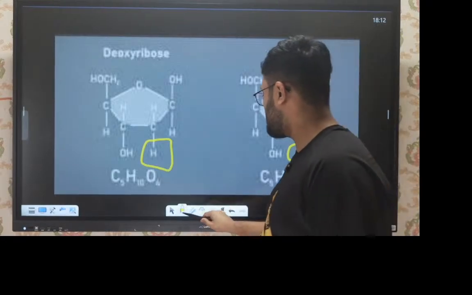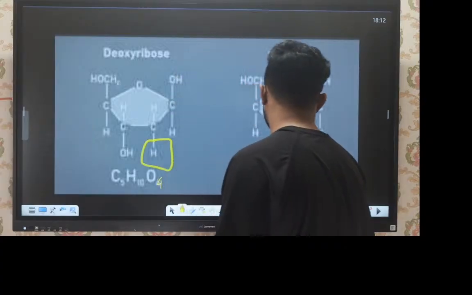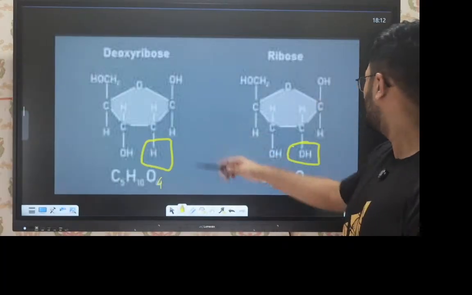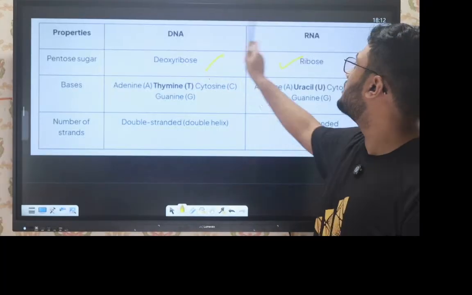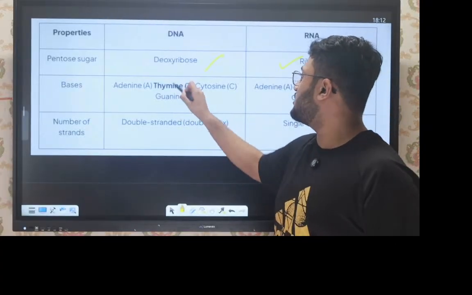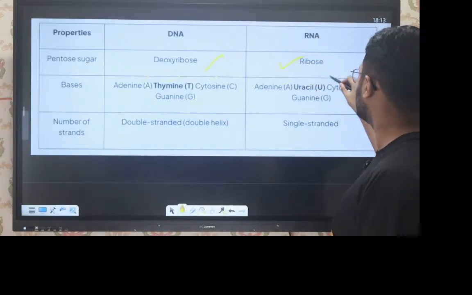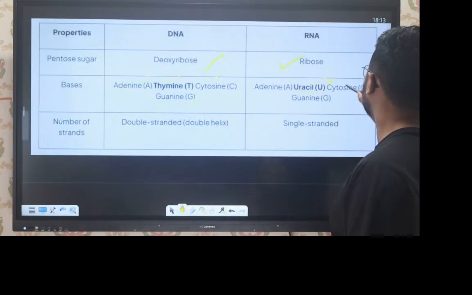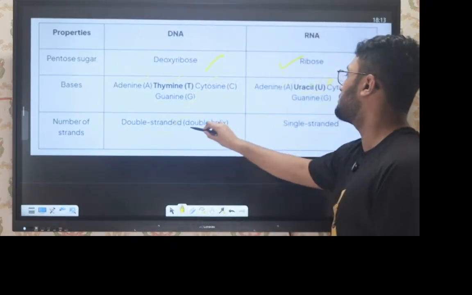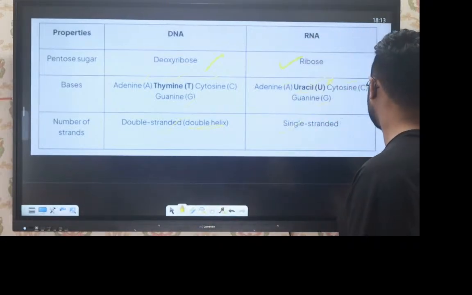Basically, this is supposed to be O4 and this is supposed to be O5. So they have one less oxygen. That's why we call DNA deoxyribose, and RNA ribose. DNA, I already told you, has ATCG: adenine, thymine, cytosine, guanine. RNA has adenine, uracil, and then cytosine and guanine. DNA is double-stranded, basically a double helix, very important. What's the structure of DNA? It's a double helix. RNA is single-stranded.